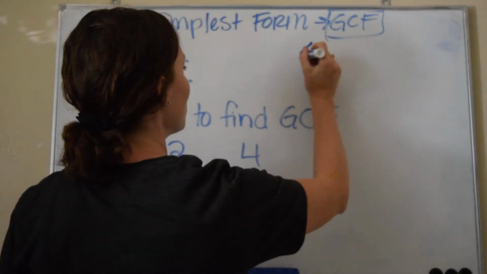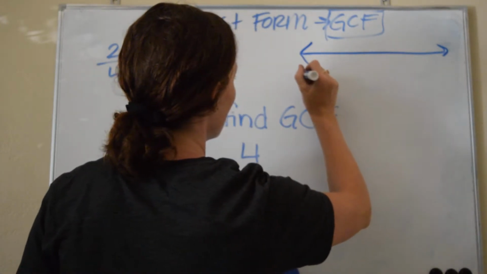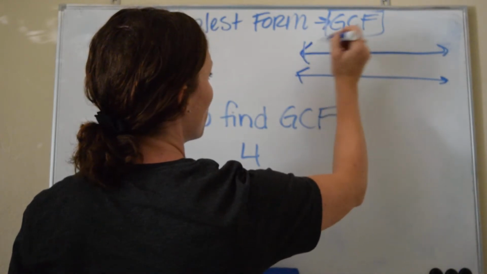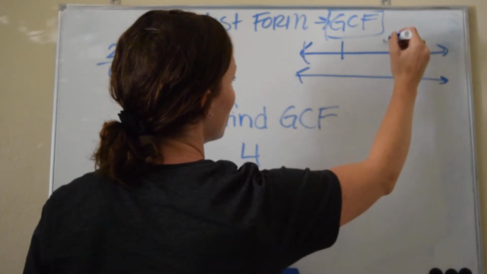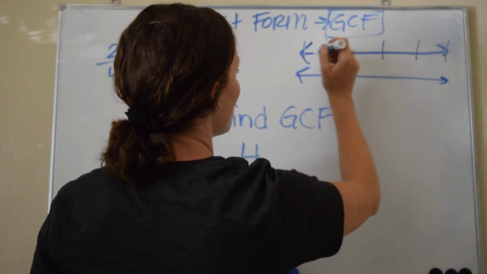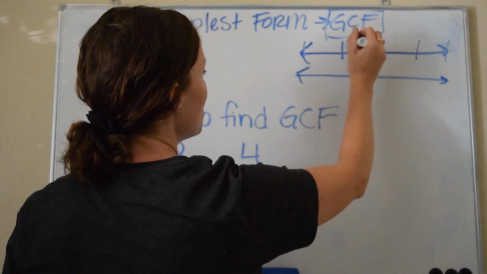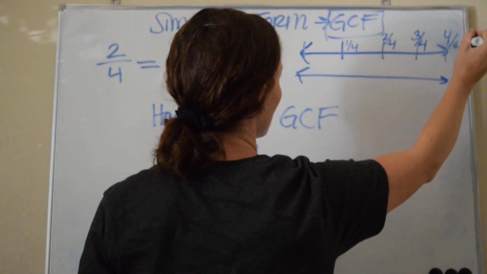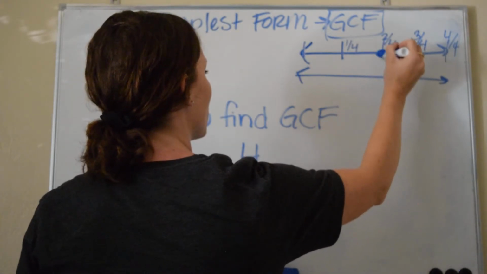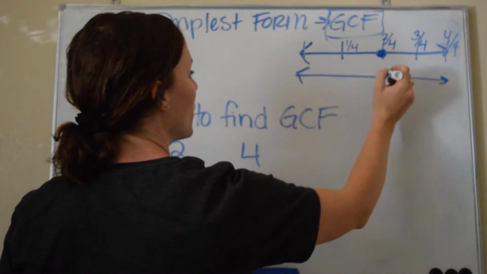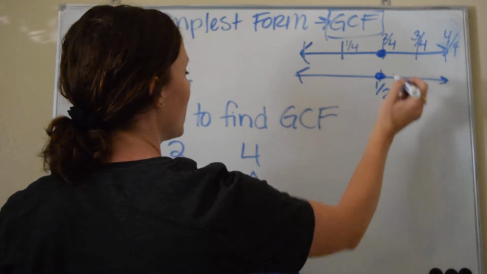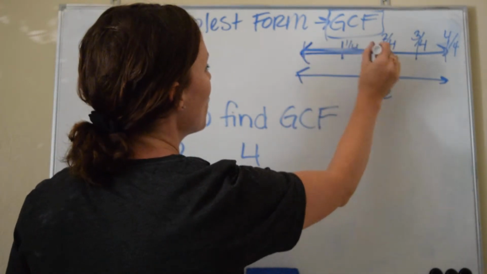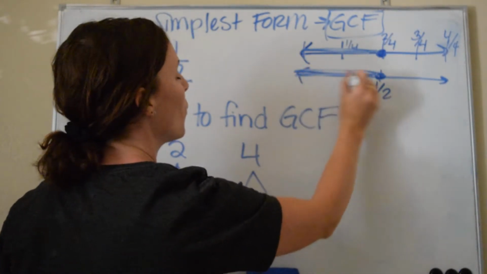How is that true? Well, if I look at a number line, if I labeled the fraction 2/4, so 0, 1, 2, 3, 4. So this would be 0/4, this would be 1/4, this would be 2/4, this would be 3/4, and this would be 4/4, or the whole. So 2/4 is right here. Let's say I labeled 1/2. Where would 1/2 go? 1/2 would be right here. So do you see how it's the same amount? 2/4 is the same amount as 1/2.